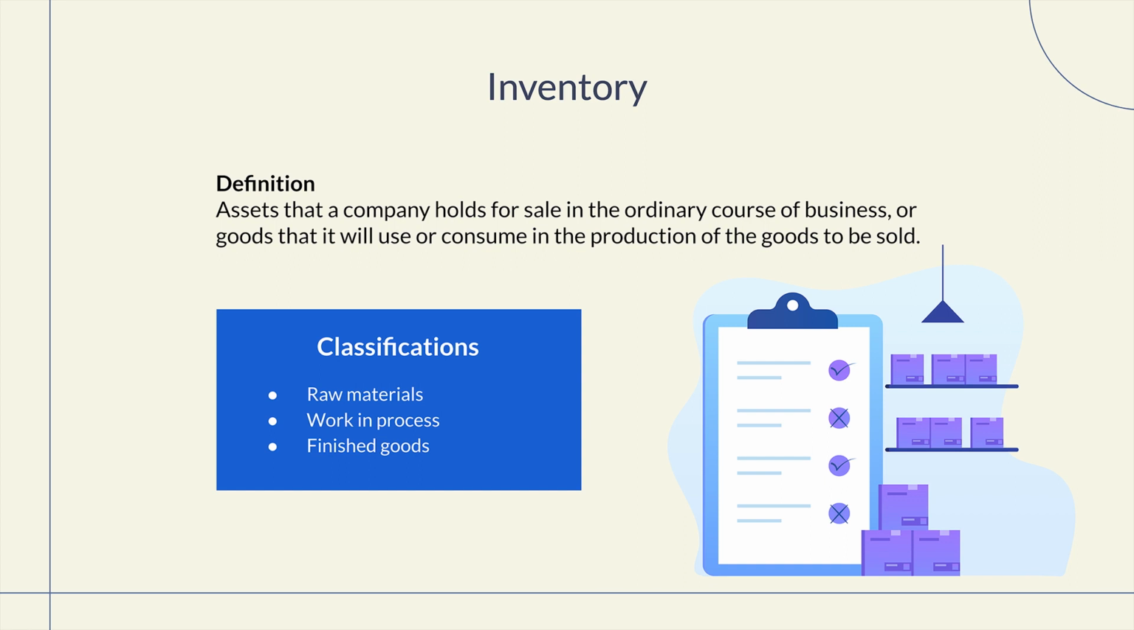Inventory is defined as an asset that a company holds for sale in the ordinary course of business or goods that it will use or consume in the production of goods to be sold. Classifications include raw materials, work in process, and finished goods and will be discussed in more detail in subsequent chapters as well.